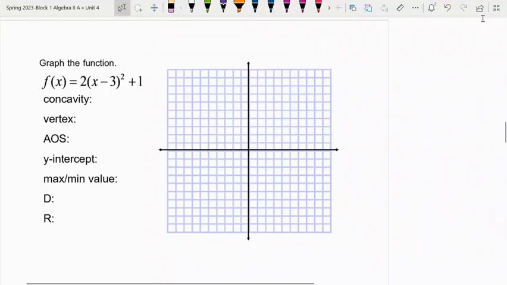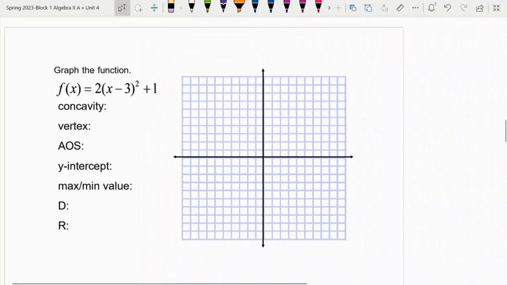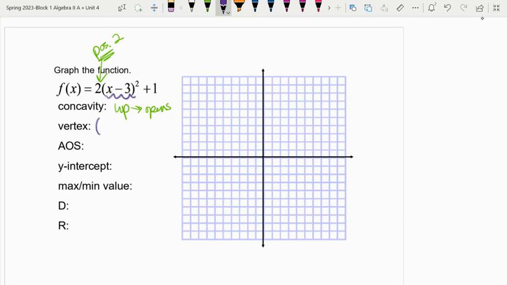All right, graph the function 2 quantity x minus 3 squared plus 1. Concavity, because that's a positive 2, it opens up. It's a positive number, so it opens up. The vertex of this is opposite of what's there, so 3, and the same as the number at the end, 1. So opposite, same.